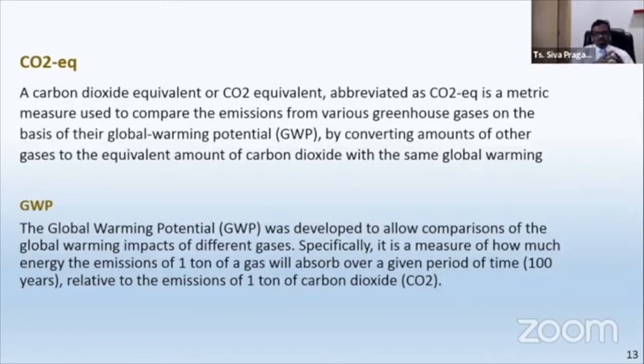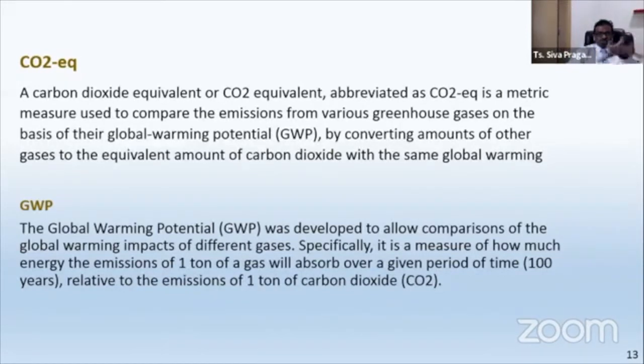Global warming potential, or GWP, was developed to allow comparisons of the global warming impacts of different types of gases. So it actually measures how much energy the emission of, let's say, for example, 1 ton of gas will absorb over a given period of 100 years. We take a factor of 100 years, 1 ton of gas, relative to the emission of 1 ton of carbon dioxide, 100 years.